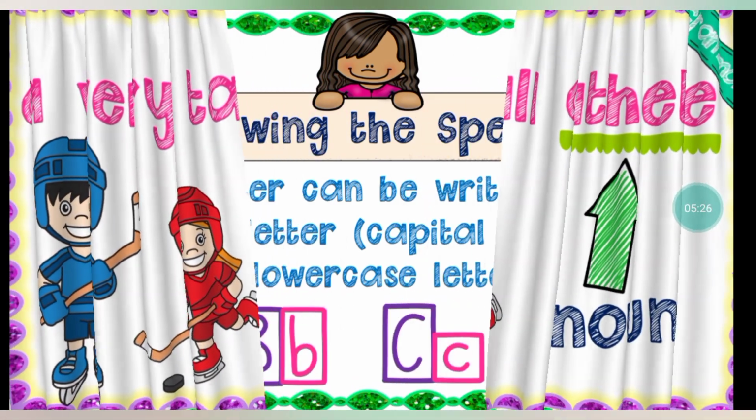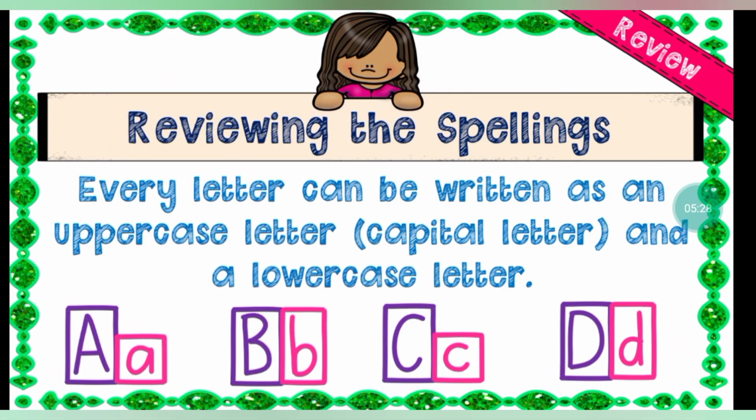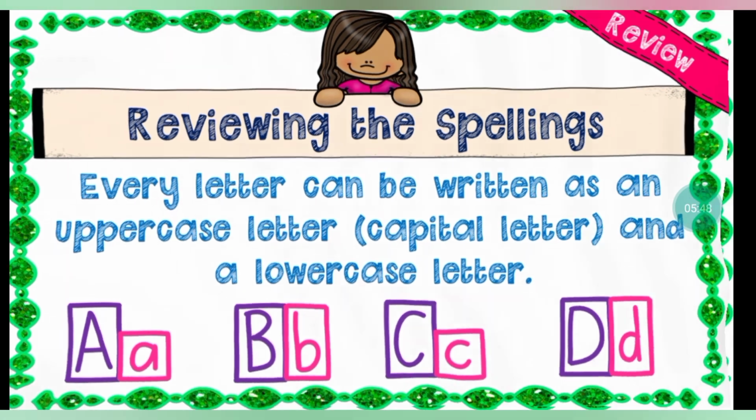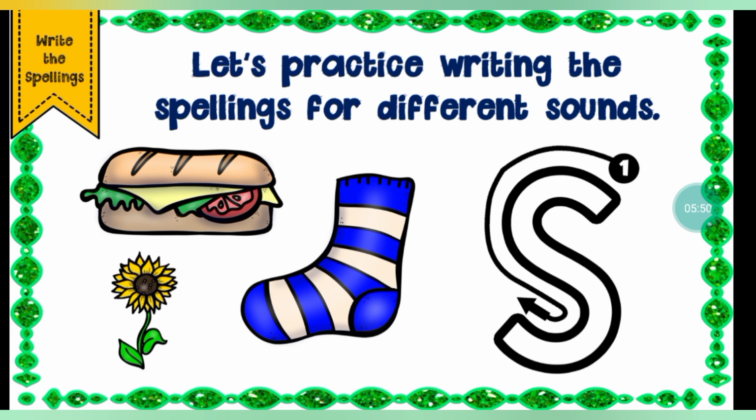Now remember that every letter of the alphabet can be written as an uppercase letter, that's the capital letter, and a lowercase letter, which is the small letter. And also remember that you use a capital letter at the beginning of a sentence, and when writing your name, the first letter in your name should be a capital. Okay, let's keep moving. Let's practice writing the spellings for the different sounds for today.